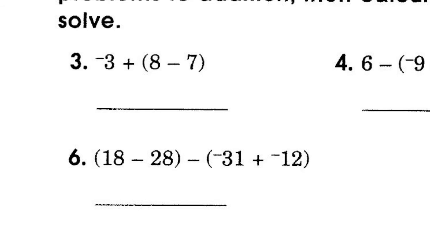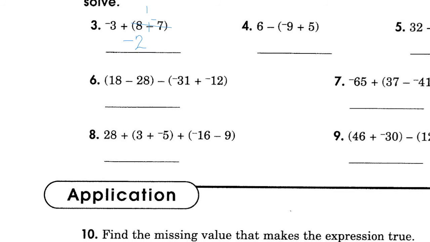If you don't have a calculator with parentheses, what you could do, I'm going to do this in color so you can see what I'm doing. I'm going to add the opposite. So now within the parentheses, 8 plus negative 7 is 1. And negative 3 plus 1 is negative 2. So I can do it by changing all of the subtraction to addition, then working within the parentheses, then doing the final problem, or I could punch it in on the calculator.